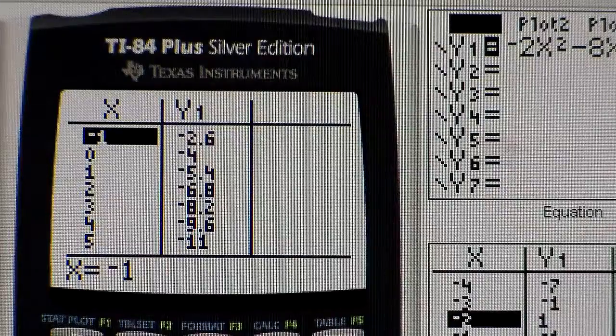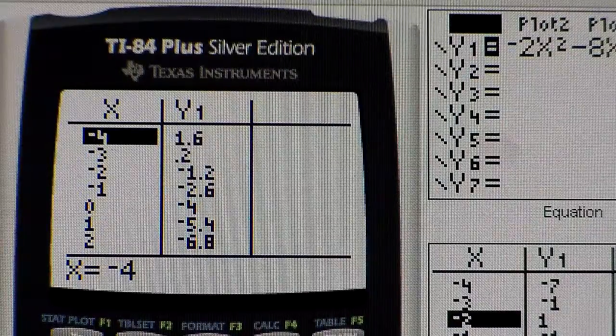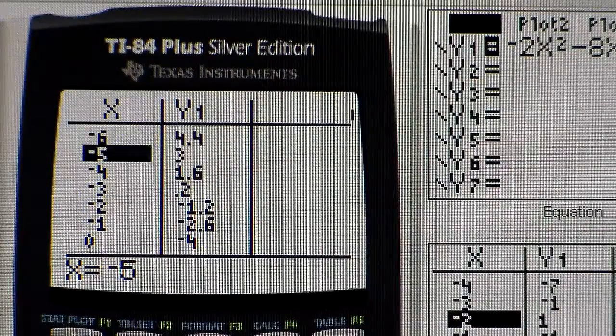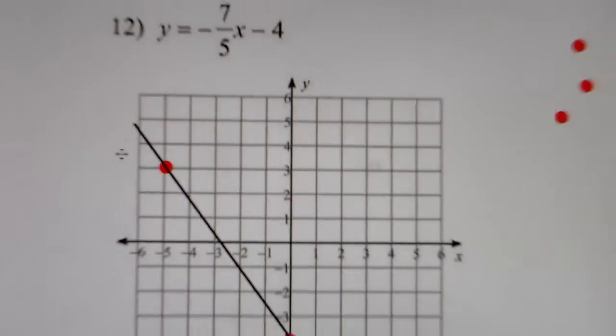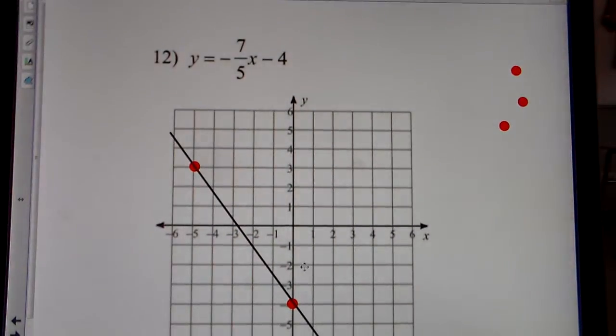And let's go up to the next whole number. We're going to also have -5, 3. So we plot the point -5, 3 up. Connect those two lines. Boom. And that's the answer number 12. We went 5 to the left, 3 up, and we plotted that second red dot and connect them.